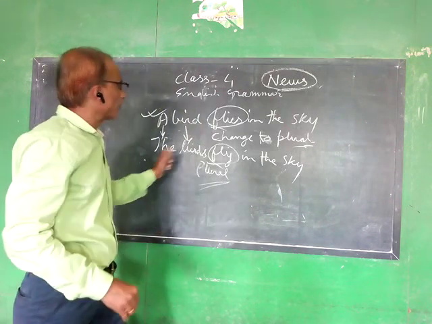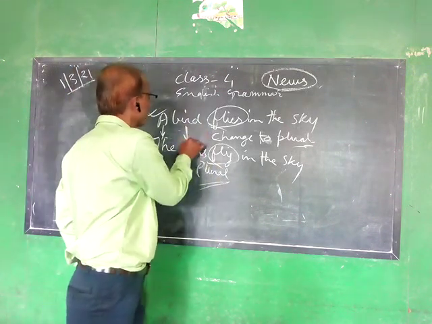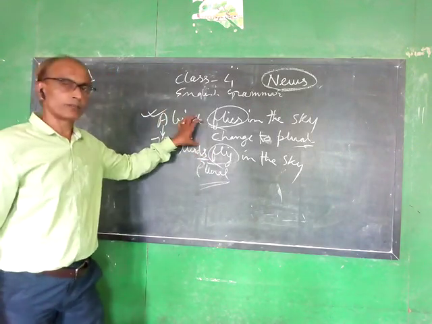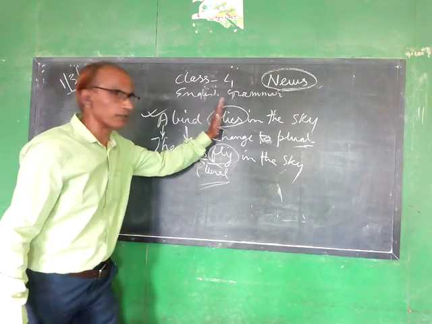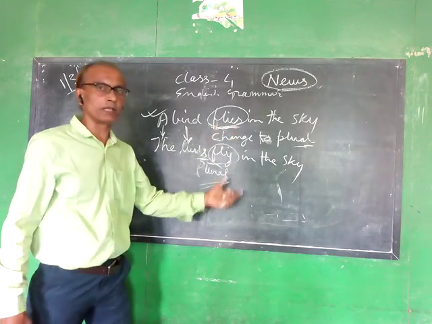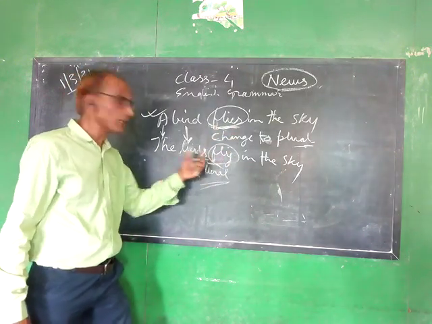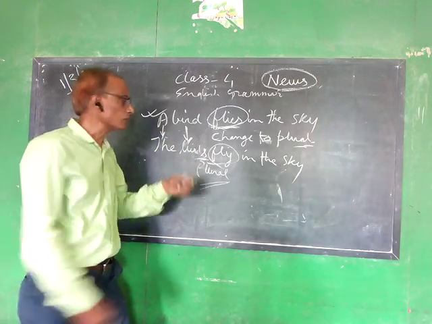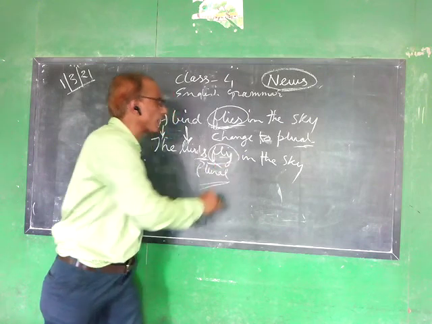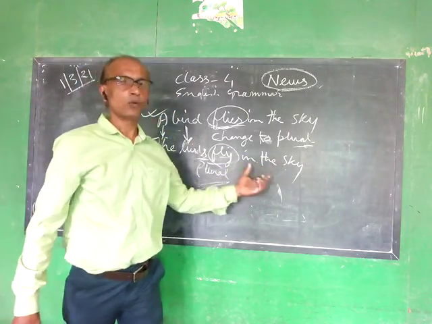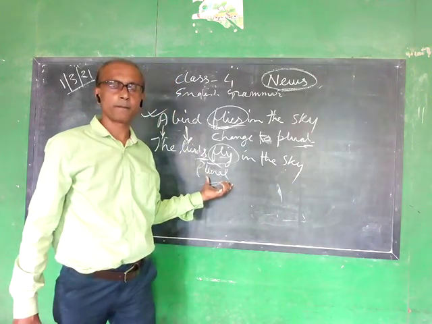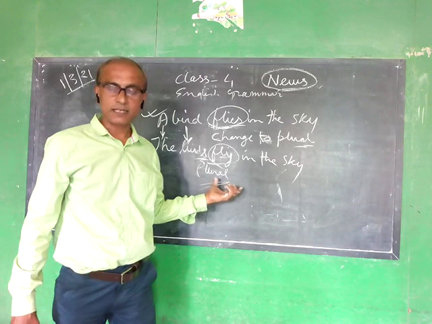Now see, the birds. We are adding here S. It becomes plural. Now come to the next part. This is the vital part: the verb. I have already told you that the verb must agree with the subject, or with the number. So, fly: remove the S. So we have: the birds fly in the sky. No more changes here. So this is the plural form. Am I clear to you?